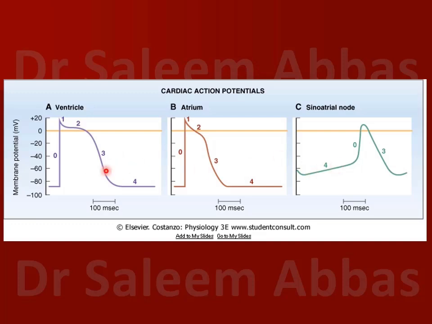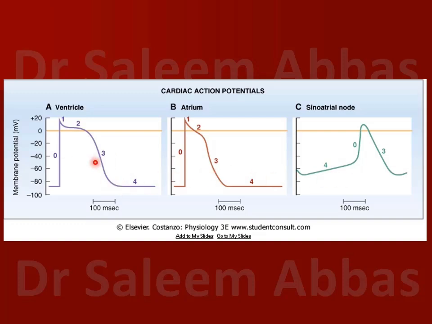But if you compare these two action potentials with the action potential in the SA node, you will see that phases 1 and 2 are missing in the SA node. The next difference is that phase 4 over here is quite stable, but in the SA node phase 4 is unstable, known as the pacemaker potential, because of the presence of the sodium leak channel. So I hope you appreciate these differences.